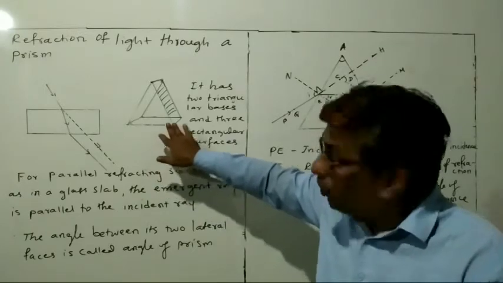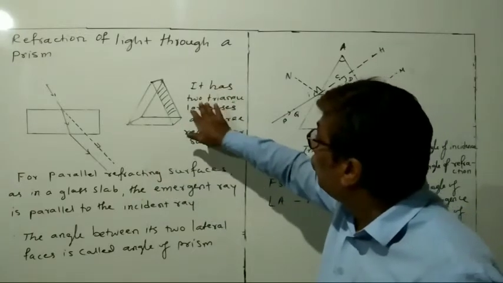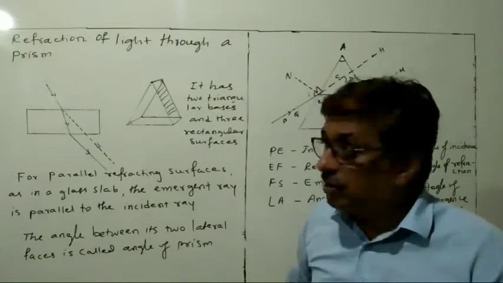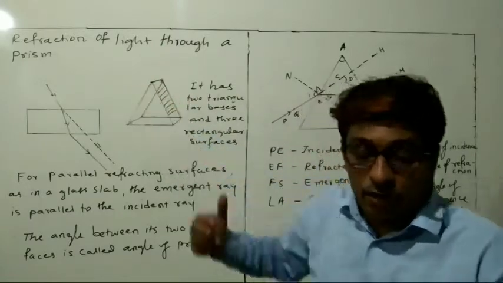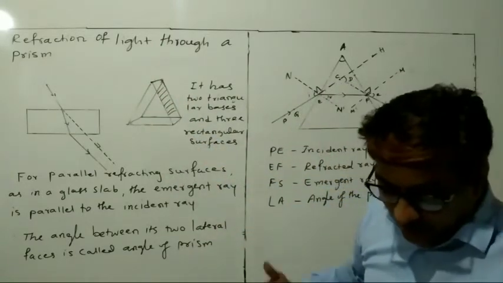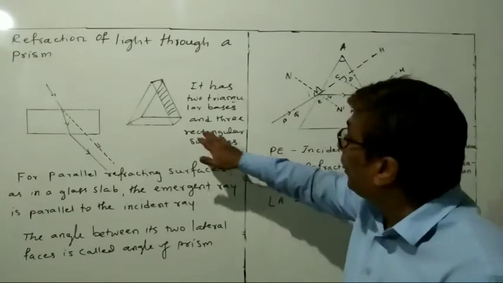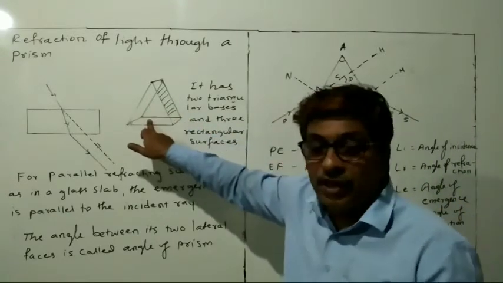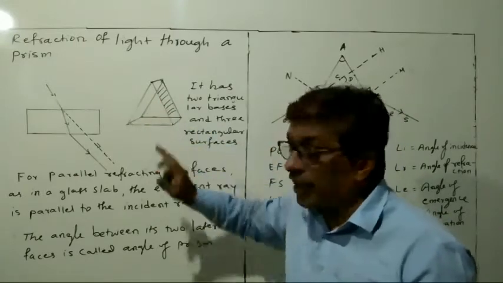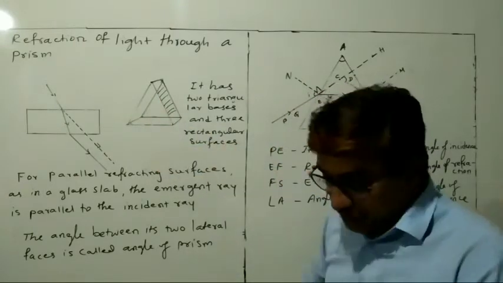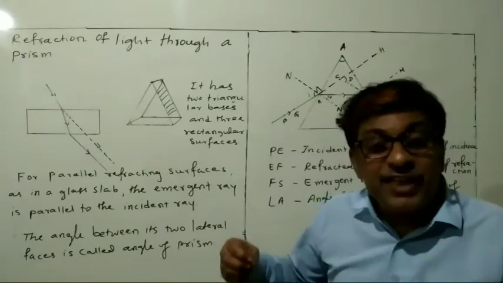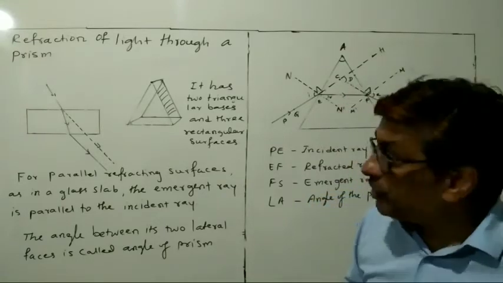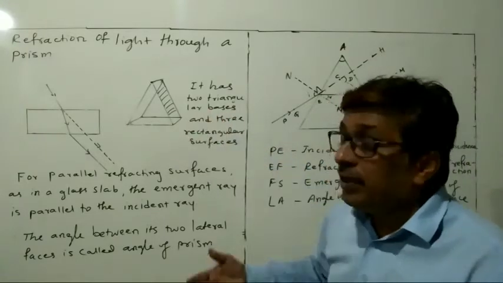So it has two triangular bases. Okay, front and back side. Two triangular bases and three rectangular surfaces. See, 1, 2 and 3. 1, 2 and 3 rectangular surfaces. So these surfaces are inclined to each other.